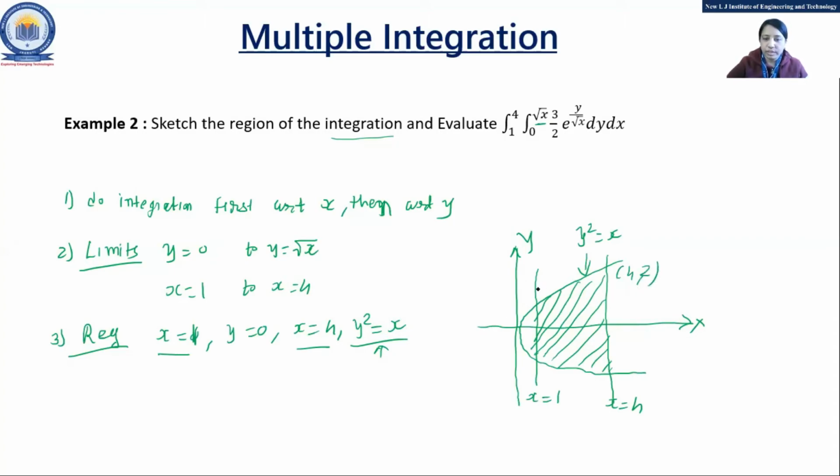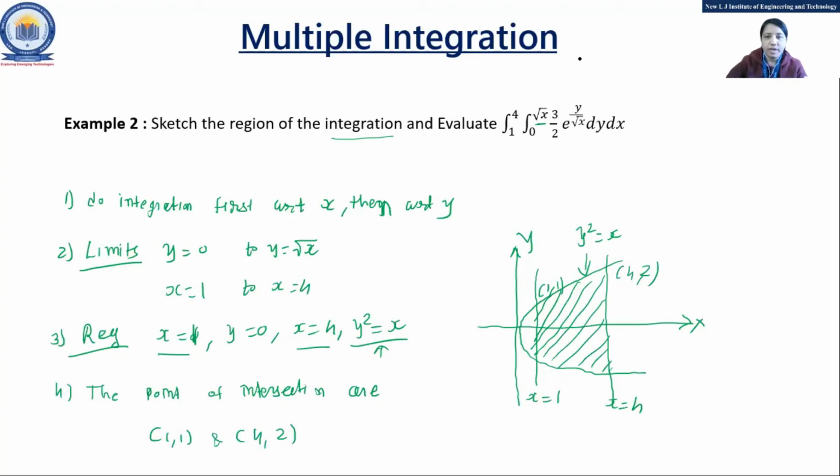Now, if you put 1 for x, y is 1, right? So the points are 1, 1 and 4, 2. That means x equal to 1, so my y will be 1, and x equal to 4, so my y will be 2. So the points of intersection are 1, 1 and 4, 2.